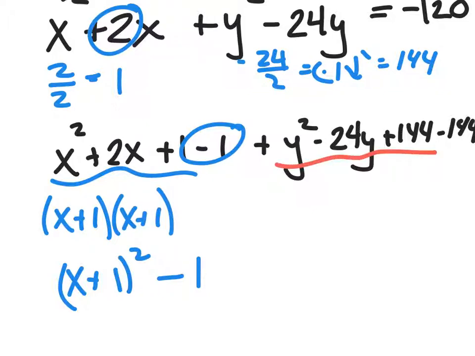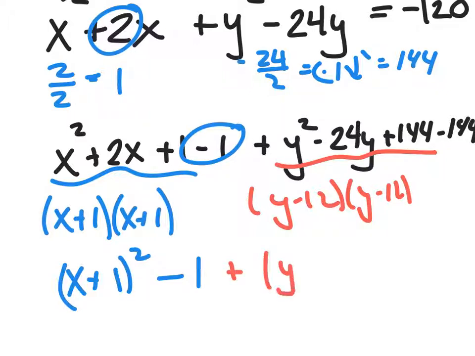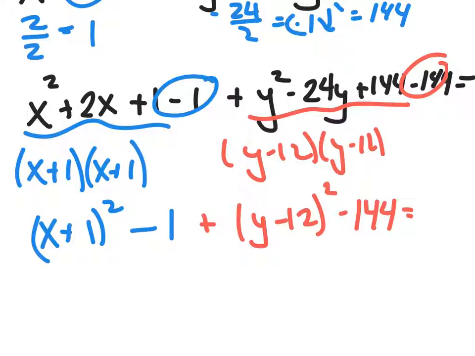I'm going to do the same with these first 3 terms. This is really y minus 12, y minus 12. So that's plus quantity y minus 12 squared. And again, you still have that negative 144 hanging out, and that's all equal to negative 120.